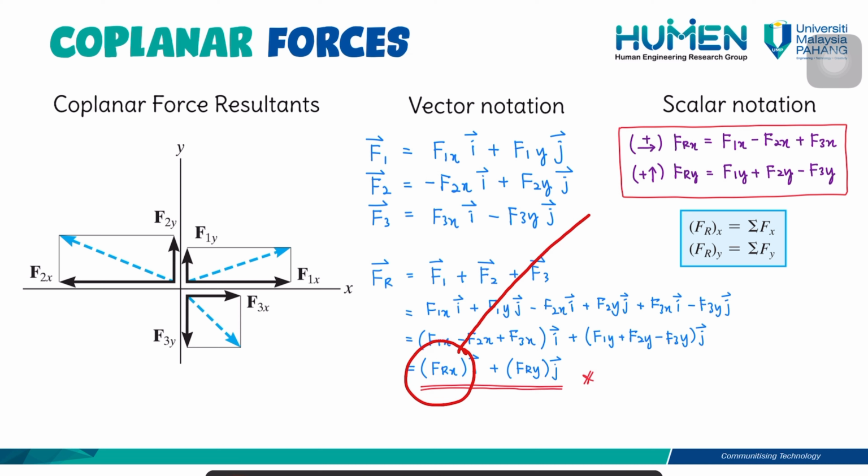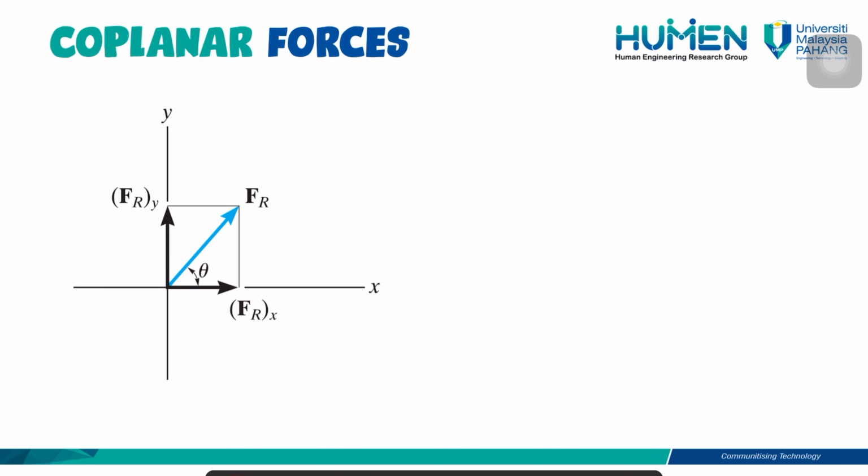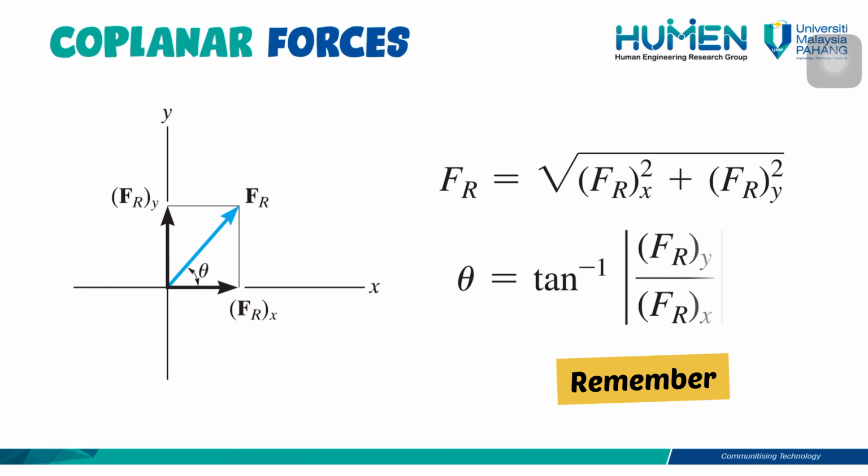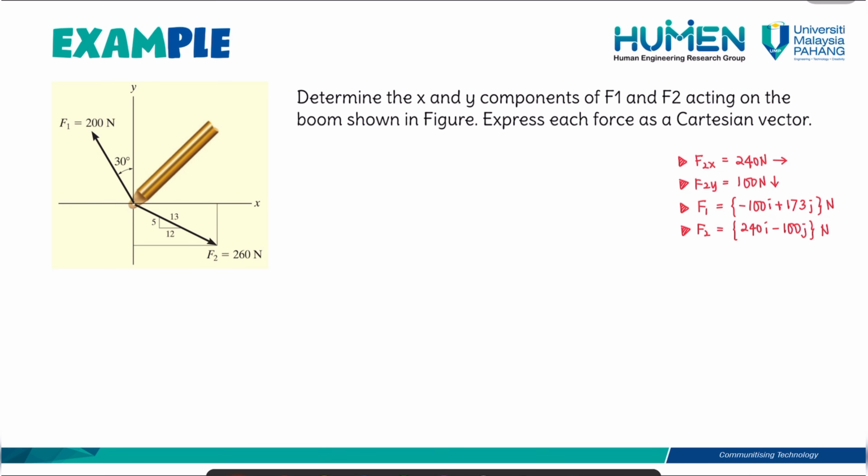If you look here, FRx is equal to F1x plus or minus F2x plus F3x. This is FRx equal to the summation of Fx, and FRy equal to the summation of Fy. Based on this, we can calculate the magnitude. The resultant force FR equals the square root of FRx squared plus FRy squared, and the direction theta equals arctangent of FRy over FRx.